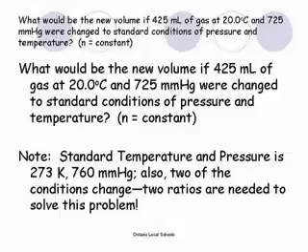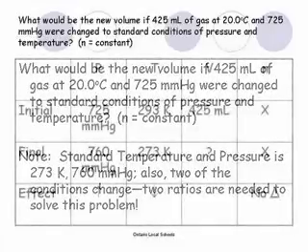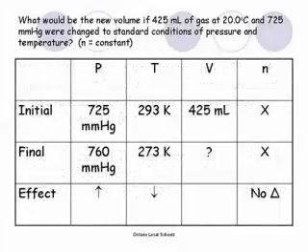Now, if you will go ahead and make out the IFE chart, pause this, make your chart, and then come back when you're ready. Let's look at our IFE chart. Our initial pressure is 725 millimeters of mercury. Our final pressure is 760 millimeters of mercury. The effect of an increase in pressure, our initial temperature is 293 Kelvin, our final temperature is 273 Kelvin, and so our temperature has decreased, so we put an arrow in to reflect that.